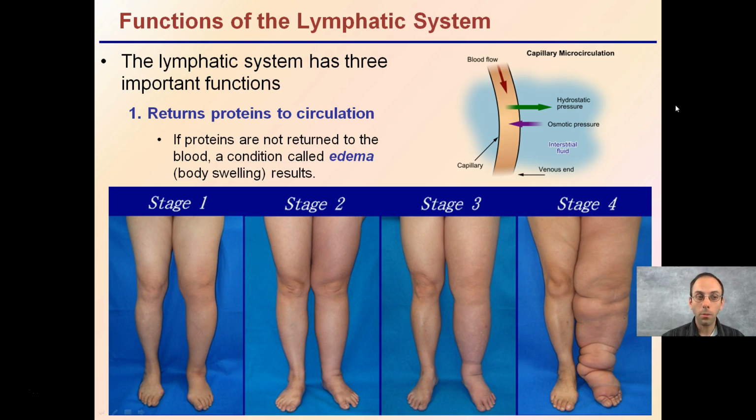There are three main functions of the lymphatic system, and here's one of them: it returns proteins to circulation. While we're moving things through our capillaries and things are diffusing across, we want to make sure proteins are not lost outside the circulatory system. We want to bring them back in. Because if proteins are not returned to the blood, we have a condition here, shown in stage 1, stage 2, stage 3, and extreme stage 4, called edema. Body swelling will ultimately result if we have this accumulation of proteins and don't return them via the lymphatic system.